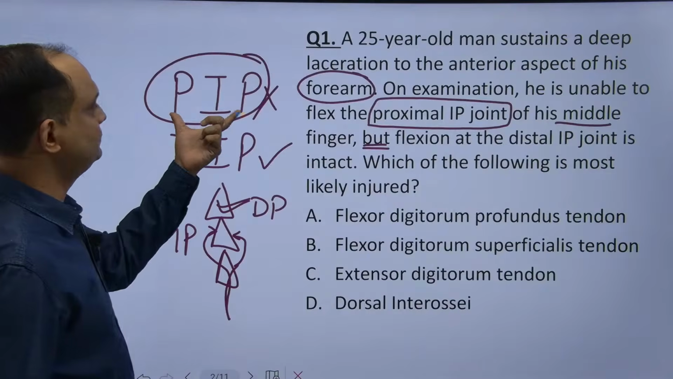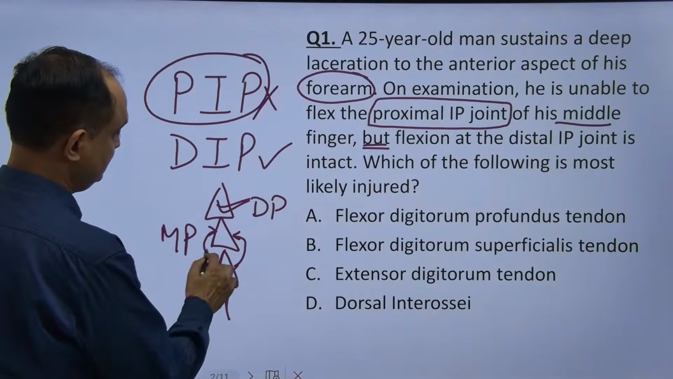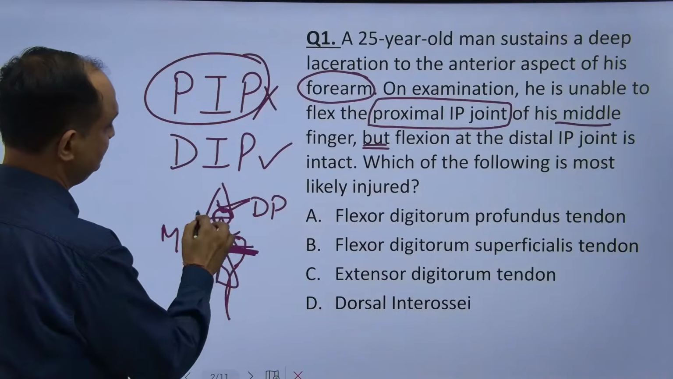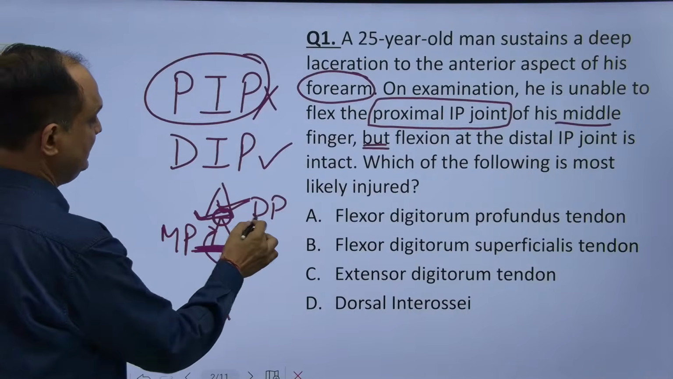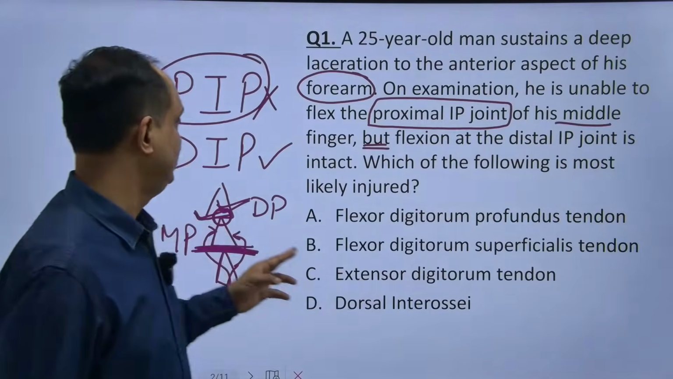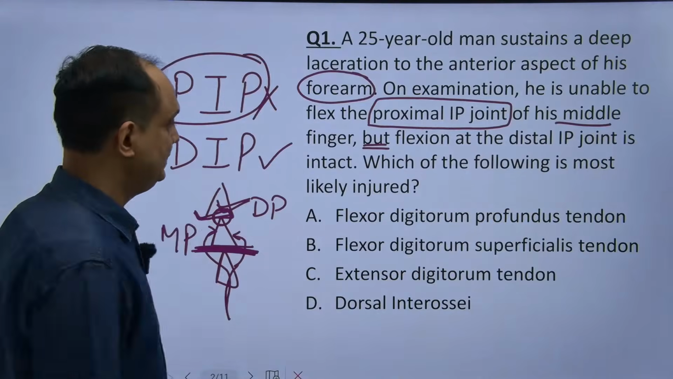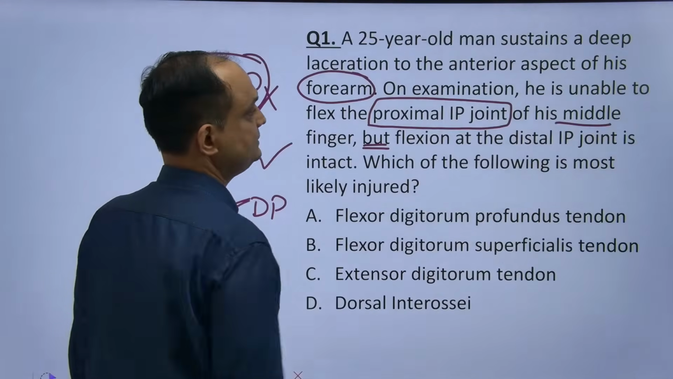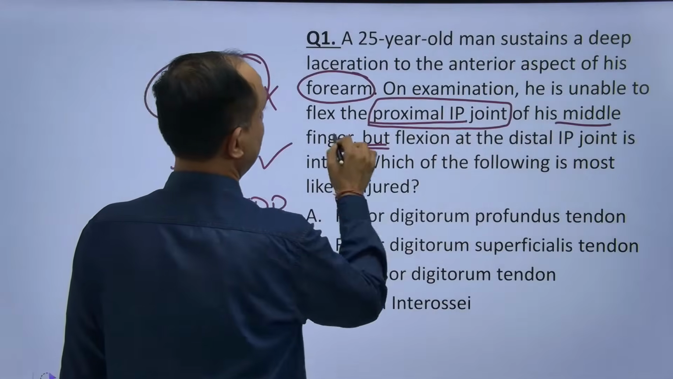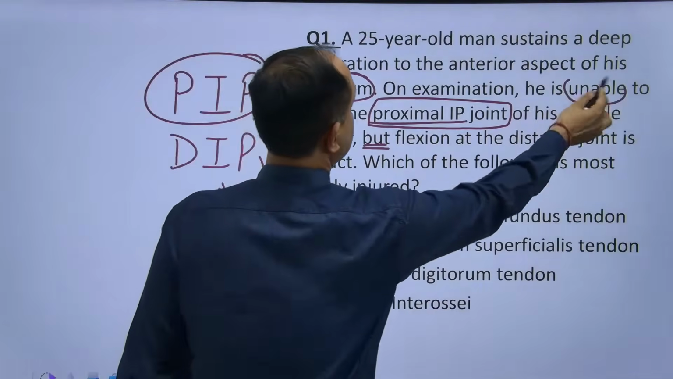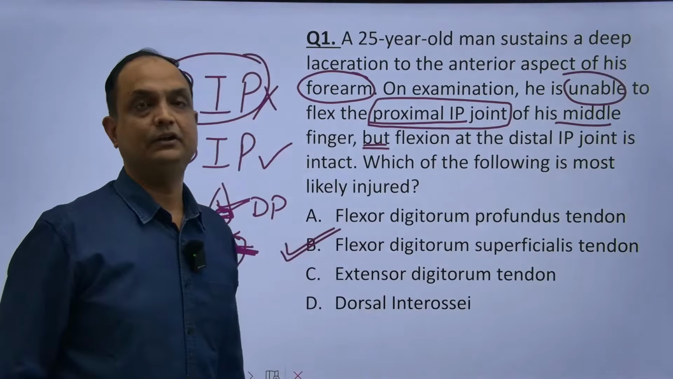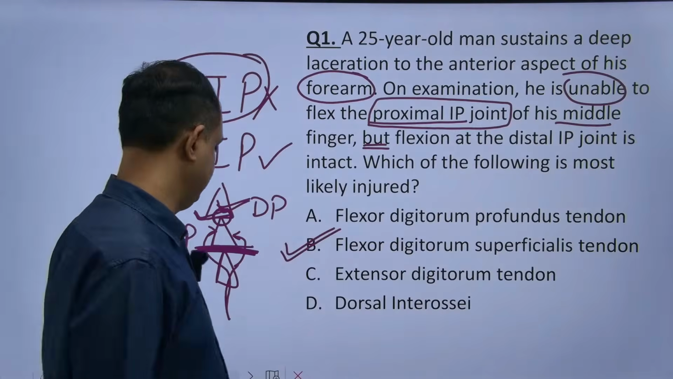Now you will see that the proximal interphalangeal joint is not able to flex, but the patient is able to flex the distal joint. That means the flexor digitorum profundus is normal because it is working on the distal IP joint, but the flexor digitorum superficialis has some problem, and that's why the proximal IP joint is unable to flex. So the answer is B. There is an injury in the tendon of flexor digitorum superficialis.